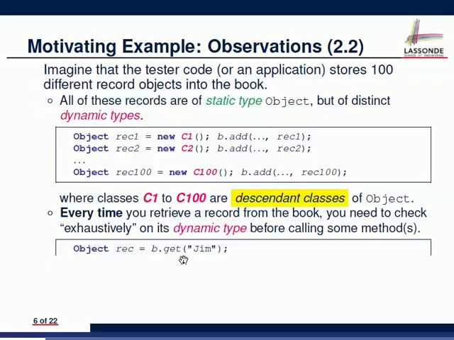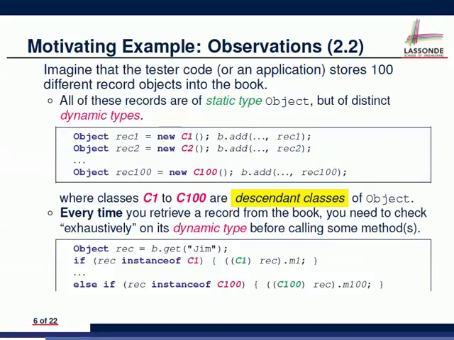Let me just give you an idea over here. Let's say we say b.get(Jim). From this context here, do you have any idea what the dynamic type for Jim is? You don't. The best thing I can say is it's an object. Now, how can I know if I can call certain methods on record? Well, I have to do an instanceof check. If record instanceof C1, then I might be able to cast that into C1 and call some method 1 that's specific to C1. I have to say else if, and then maybe record instanceof C100. You have to do 100 such things, right?